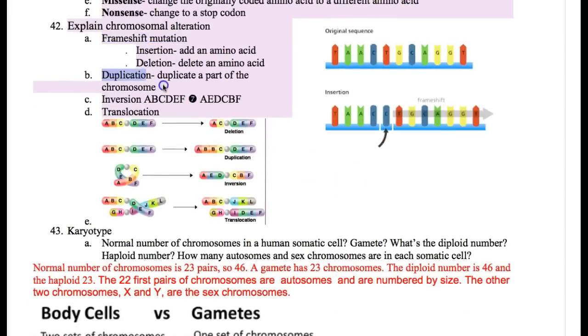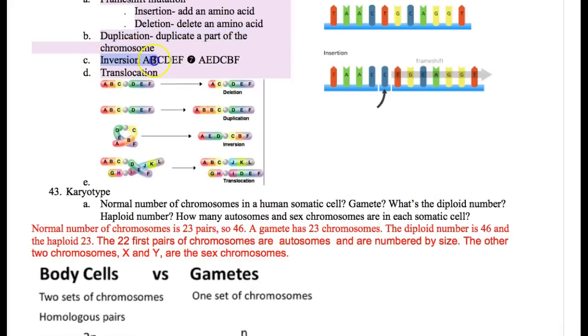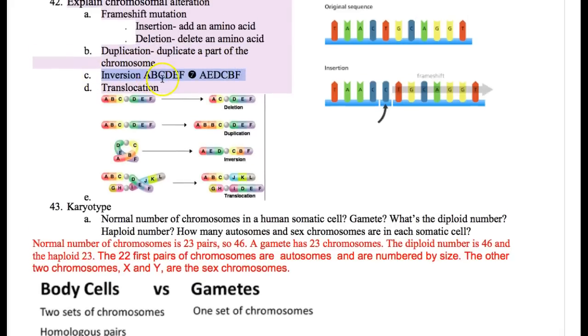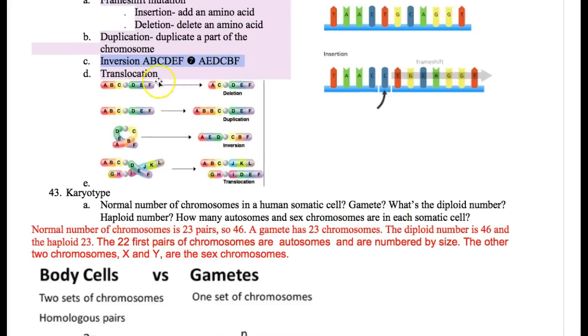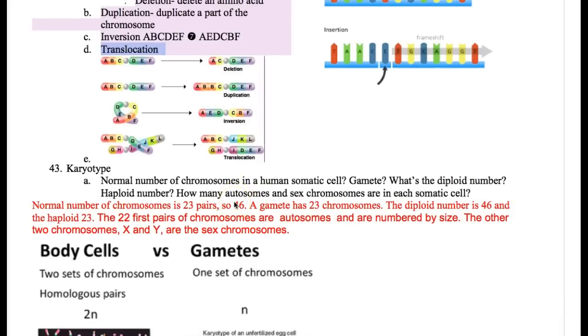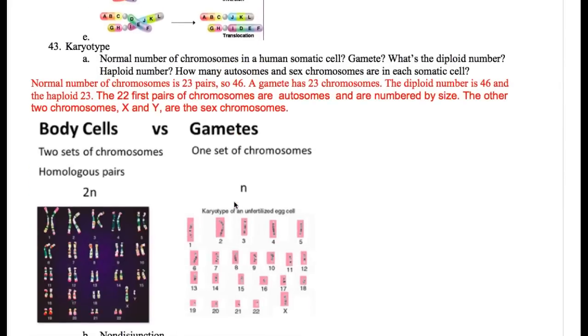Duplication is where you duplicate a part of the chromosome. Inversion is if you take a part, let's say you take B, C, D, E, and then turn it 180 degrees backward, then this is what you're going to have. And the last one is called translocation, where you have two chromosomes, and then you switch parts. So it's kind of like crossing over actually.